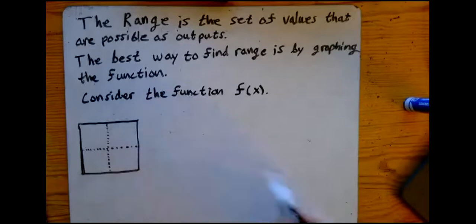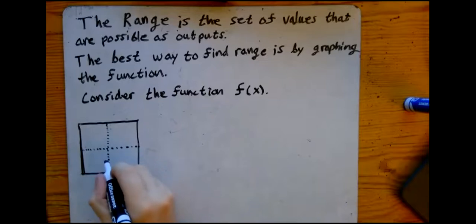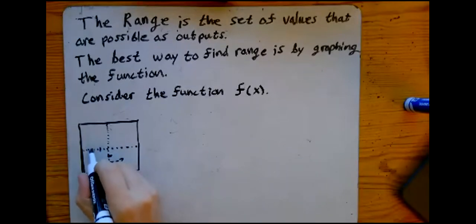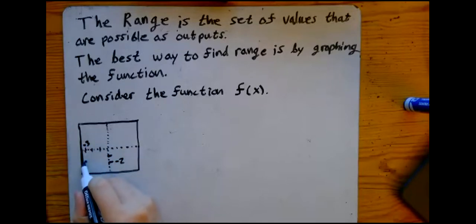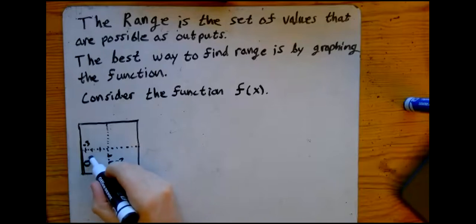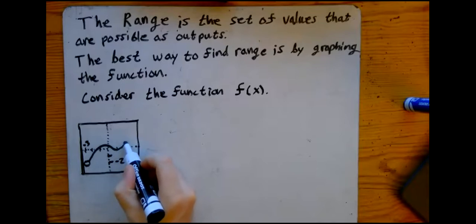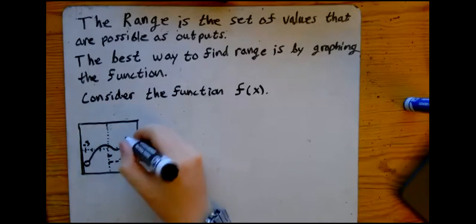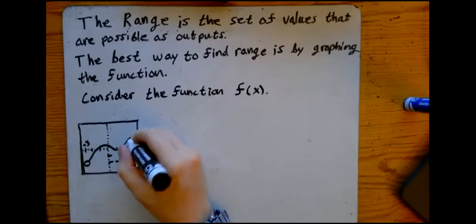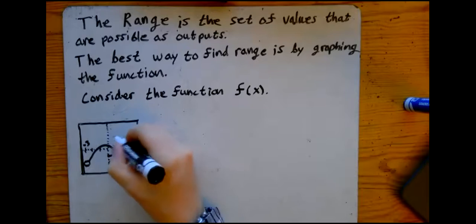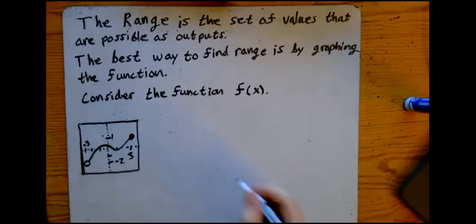Something like this. Okay. So, our actual function, let's say that it starts down here, and let's say that it has an open point here and then goes wiggle, wiggle, wiggle. Okay, so let's consider this function here.